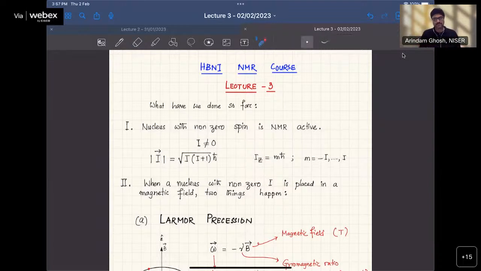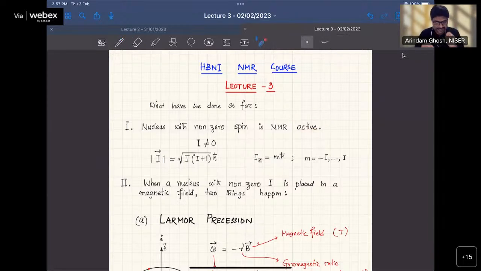As usual, I always start with a little bit of a recap of whatever has been done. Another good thing about this particular app is that I can use this laser pointer. You can see this laser pointer, correct? I can toggle between the pen, I can write with the pen, or I can toggle to the laser pointer like this.